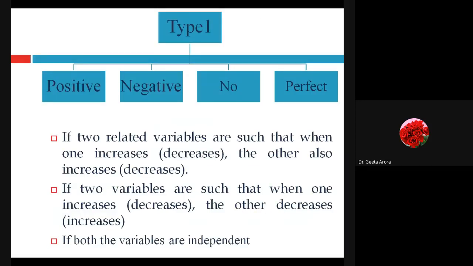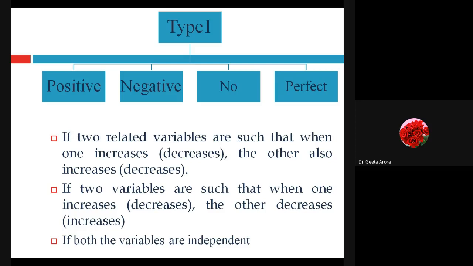Type 1, we are saying when correlation is there, it could be positive, it could be negative, there could be no correlation, or there could be perfect correlation that we have just learned. So it is the same thing: if the two related variables are such that the increase or decrease in one also leads to an increase or decrease in another, that we have just seen.